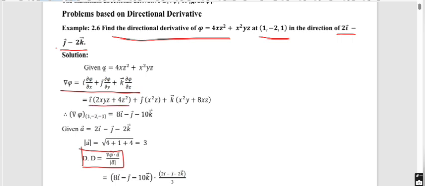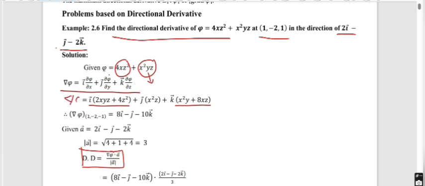In the same way, dou phi by dou y: in the first term there is no y, so differentiating with respect to y we have 0. In the second term, differentiating with respect to y, the y becomes 1, and the remaining is x²z, so x²z into j vector. Then we differentiate with respect to z, we have 4x into 2z, that is 8xz, plus x²y. So x²y plus 8xz into k vector. This is the value of del phi.